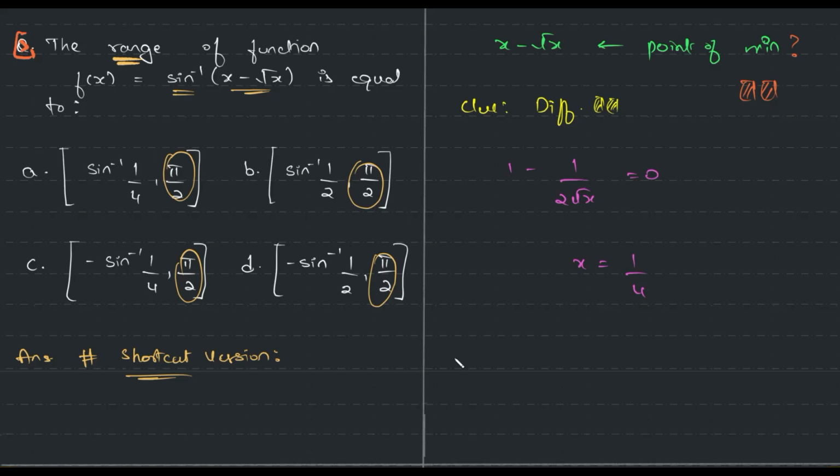No, we need to substitute it over here. Therefore, we have 1 by 4 minus 1 by root of 4, and root of 4 is 2. So this is basically minus 1 by 4. So the answer is 1 by 4 is there. Okay, minus is over here. The answer is C. That's my shortcut version.